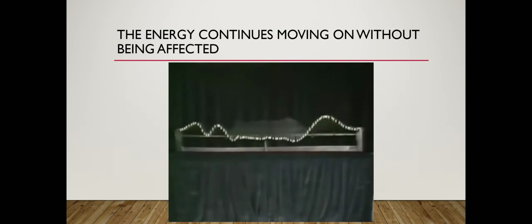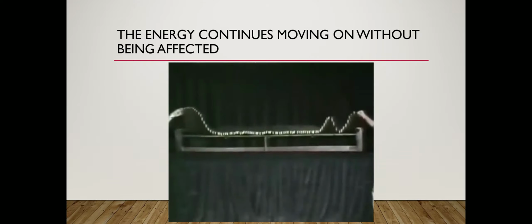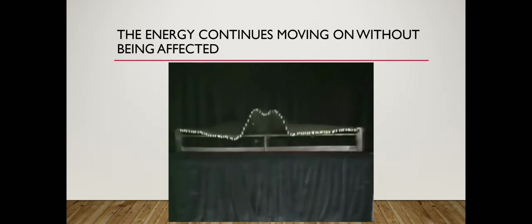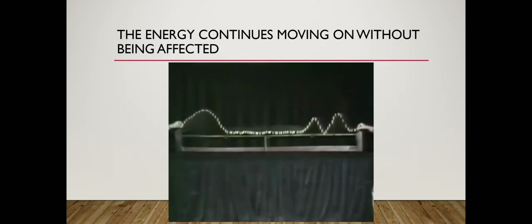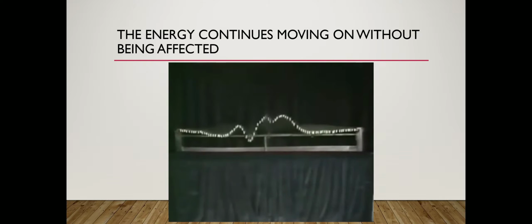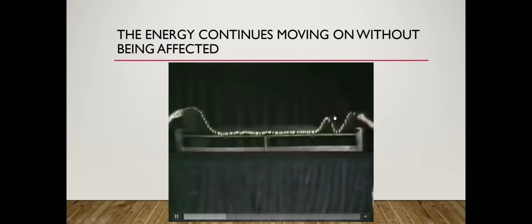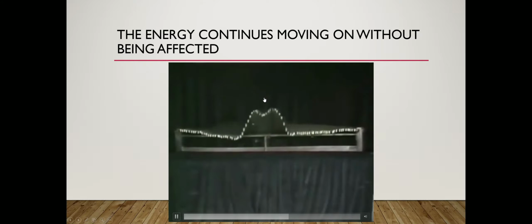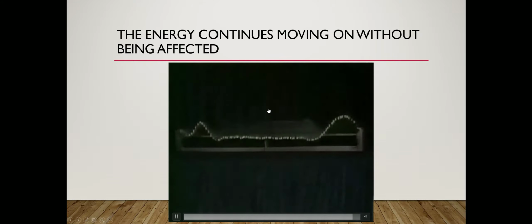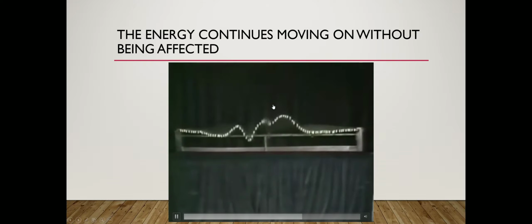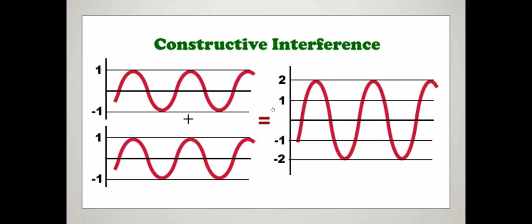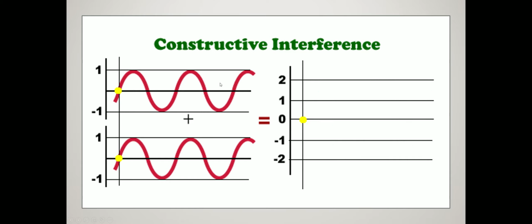They might interact at a certain point, but they're not going to destroy each other. The energy continues moving on without being affected. But what happens in the middle, right? What happens in the middle when these two waves combine? So you kind of see a greater height. If you combine these two waves, it gets a little bit higher, and we call that constructive interference.